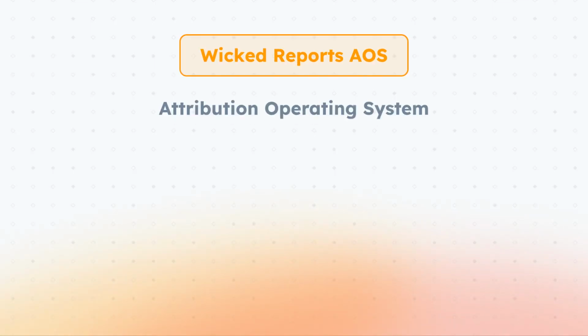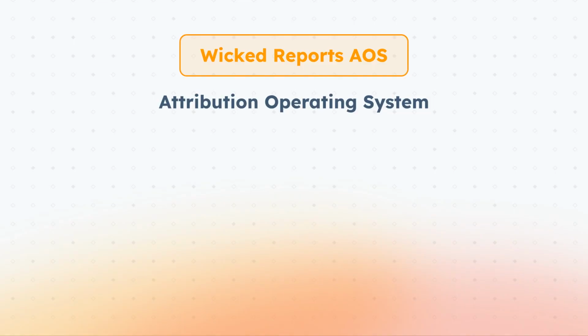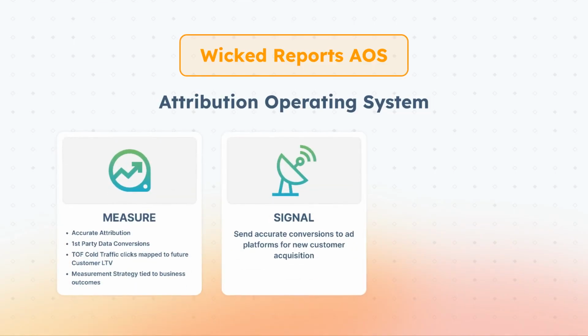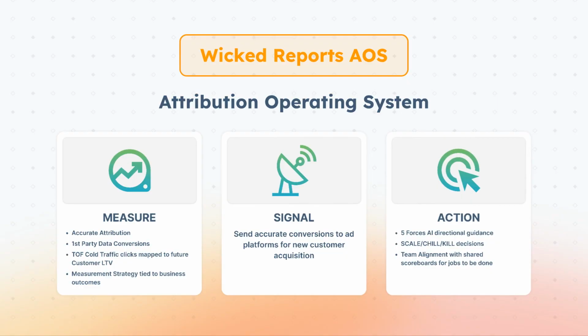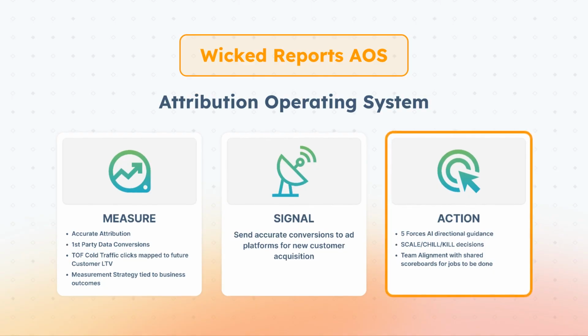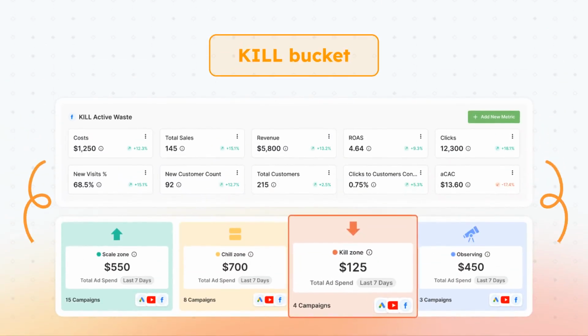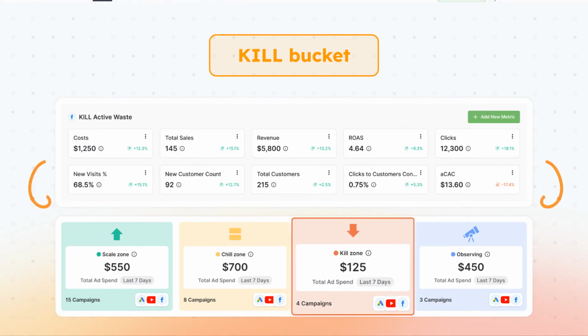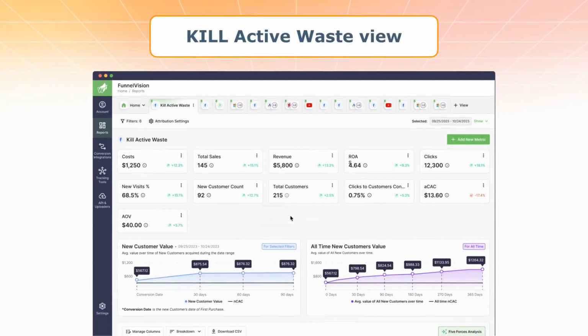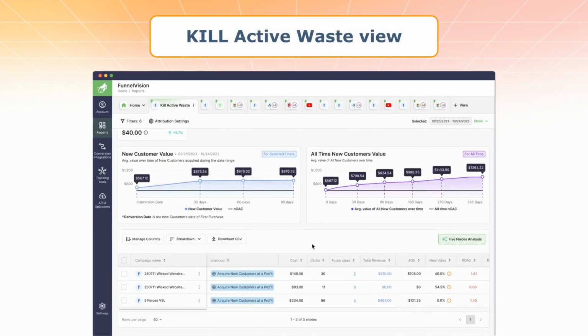The Wicked Reports operating system has 3 major components: measure, signal, and action. This training focuses on action. We're going to discuss how to get team alignment on making kill decisions for your campaigns. This is the kill bucket in the 5 Forces AI report. Now back to our view. Scroll to the bottom. Each of these campaigns listed is in the kill zone. So let's talk about what that means for a moment. It's going to make your marketing attribution life a lot easier.